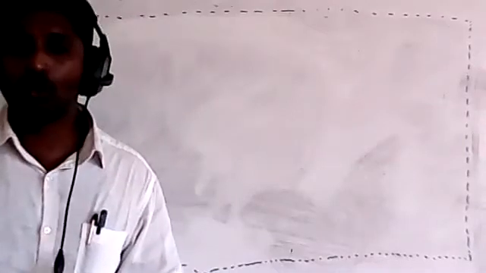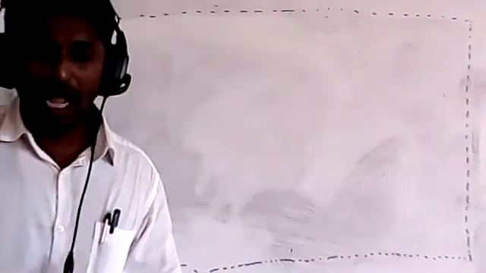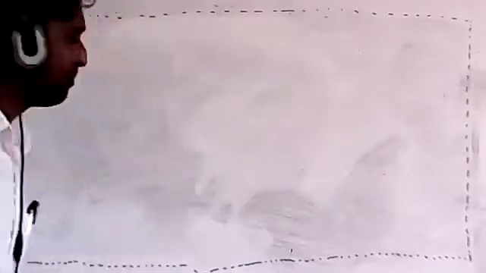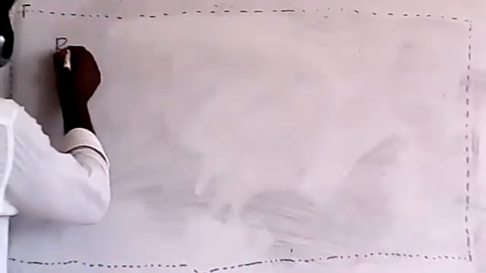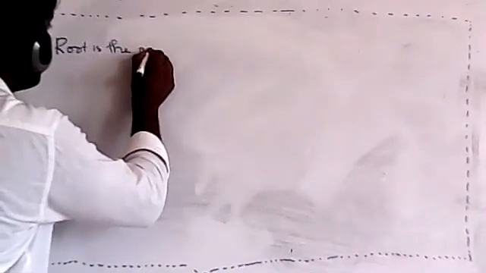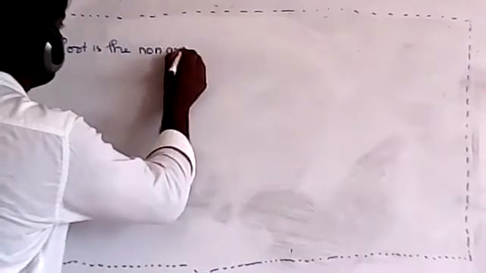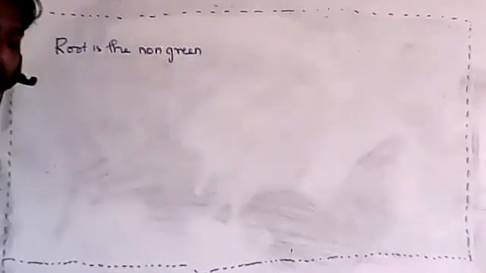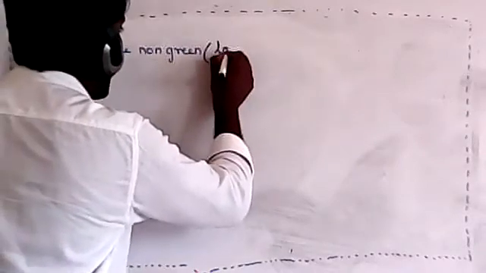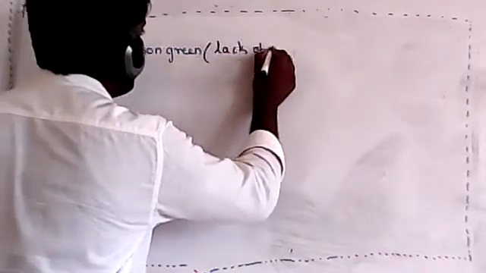What is root? Okay, so I will write the definition of root. Root is the non-green. Why is it non-green? The reason is lack of chlorophyll.